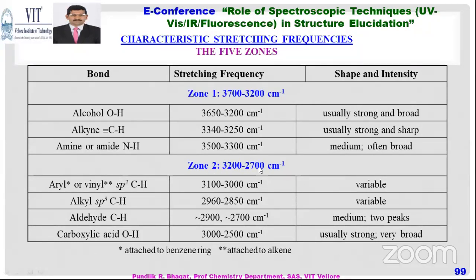Similarly, zone two, which is 2700 to 3200. See here, 3200 is common. You can remember here also a 500 difference is there, and here also a 500 difference. So in this zone 2, here it is sp CH, here sp2 CH and sp3 CH. Of course, the sp2 CH may be aryl, benzyl or vinyl; both have sp2 CH, which has higher frequency, which is variable. And then the next one is sp3 CH, which comes very nicely just below 3000.